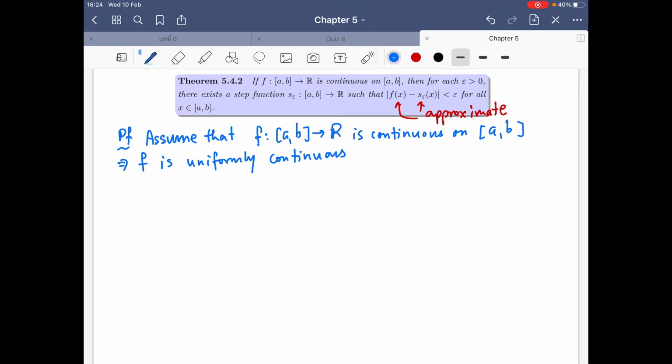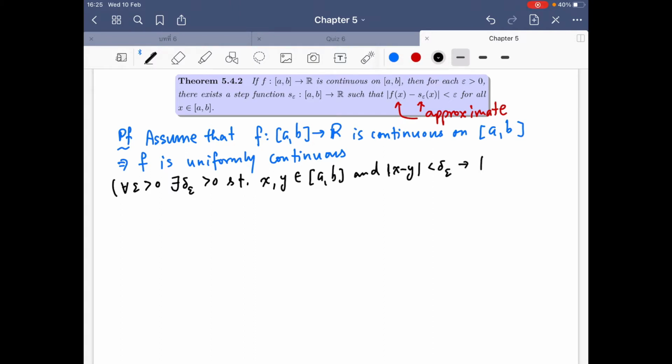It means that if your input is not too far away, then your output is also not too far away. So for all epsilon given, there will be a delta epsilon such that for x and y within this domain, if x and y are not too far away, as we told you, then the outputs of these two inputs will differ by less than the epsilon that's given.